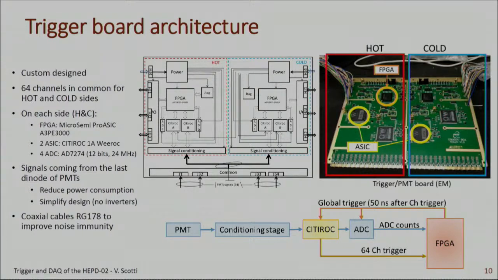This board is custom designed, and you can see that all the 64 channels are in common for the 2 sides, for the hot and cold sides. And on each side, we have an FPGA, 2 ASICs, and 4 ADC. We decided to use a signal coming from the last dynode of the photomultipliers because these CD-ROC are designed for silicon photomultipliers. In this way, we reduce the power consumption because we don't need the inverters on board. And we also use a coaxial cable to improve the noise immunity.